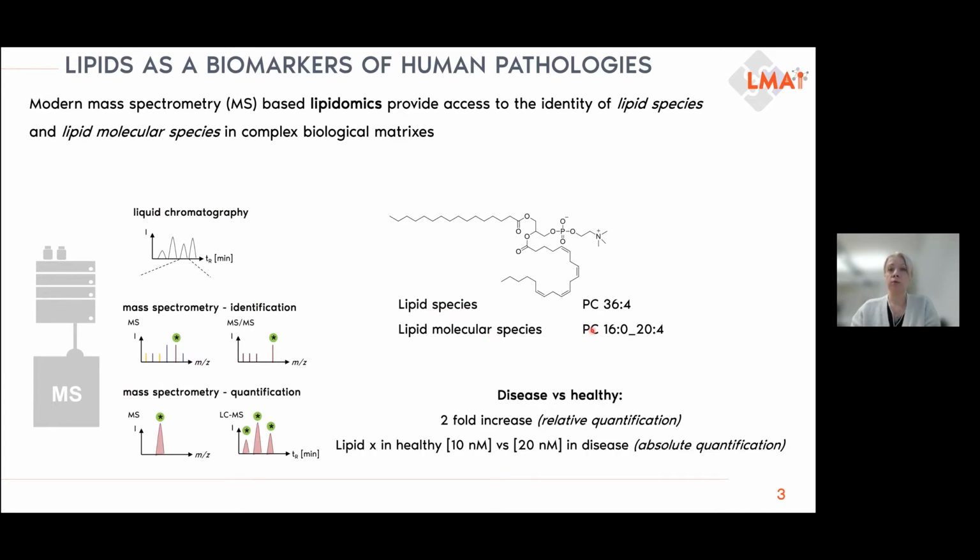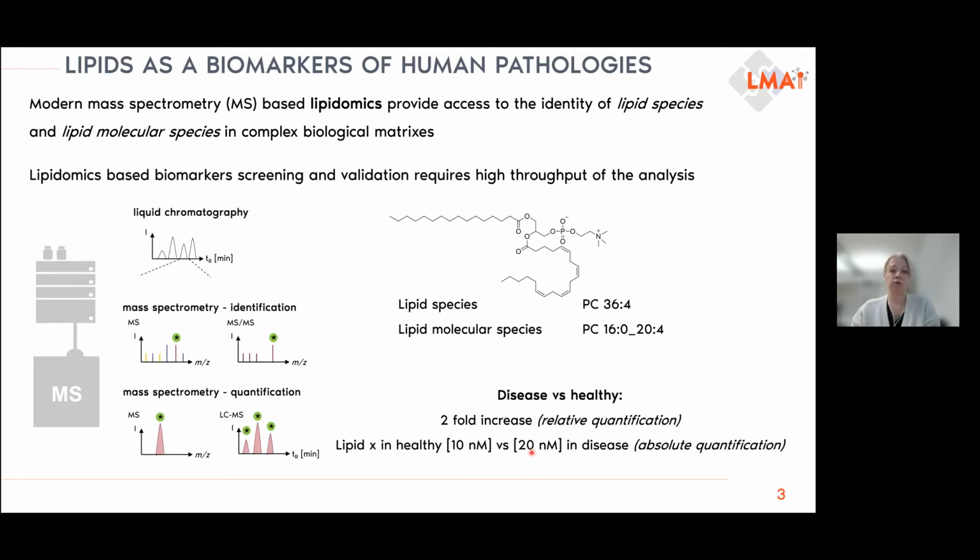We can also perform quantification and compare different conditions. So again, disease versus healthy conditions, and we do it in a relative manner. So we can say, okay, there is a twofold increase of a certain lipid in disease. Or we can also do it with more effort on the absolute quantification level and actually report the concentrations of the lipids in the biological samples in disease and healthy conditions.